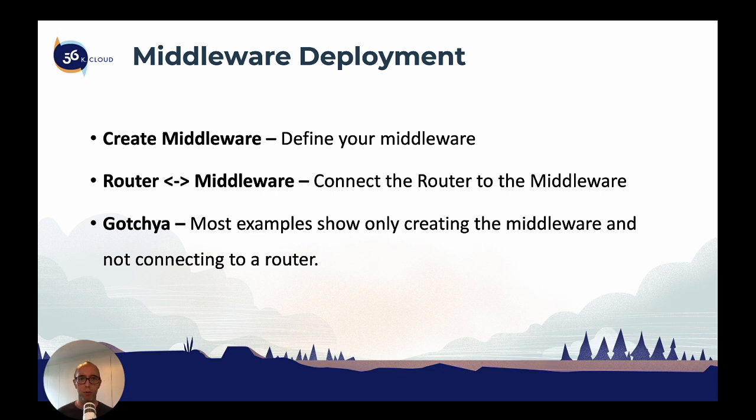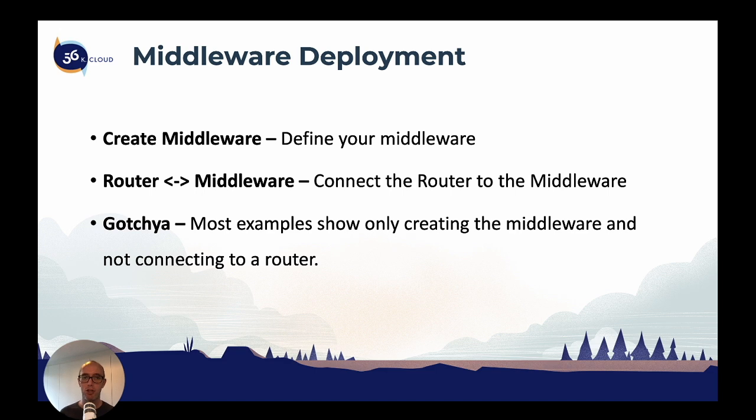Now, for the middleware deployment, we can define our middleware with labels, and then we connect the middleware to the label, or to the router, excuse me, and that allows us to manipulate the data going from the router to the service. And finally, and I said this at the very beginning, there is a gotcha.